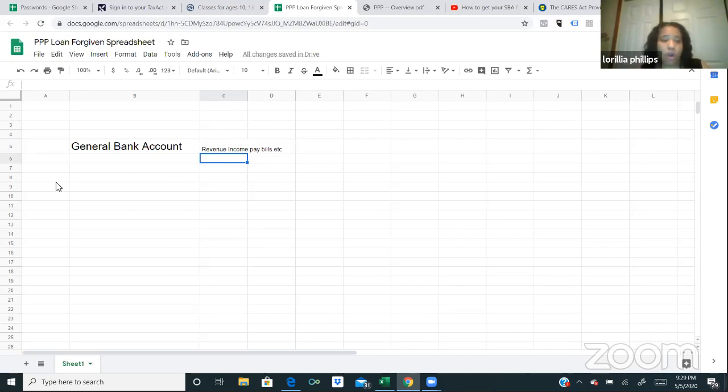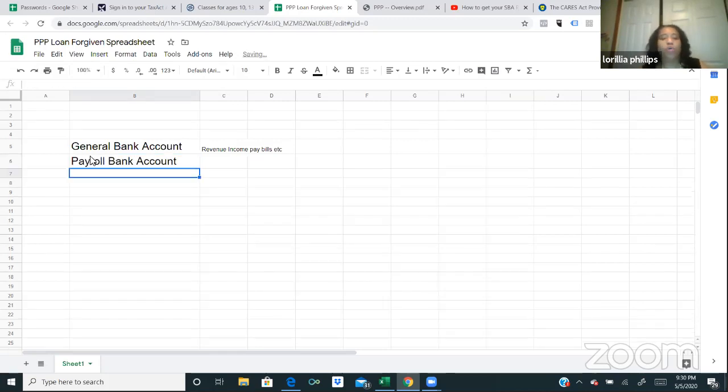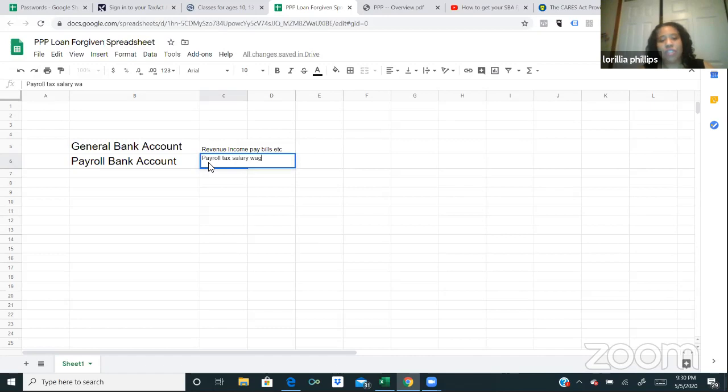Now, if you are a smart business owner, you will have several. So you have this general bank account, and then you have maybe a payroll bank account. This is for the person who may pay payroll, and what flows in and out of this account is the payroll costs. And that would be to the taxing authority, so I'm going to put taxes. That's going to be salary. That's going to be wages, etc. Now that's if you're a smart business owner. You have the money flowing into here.